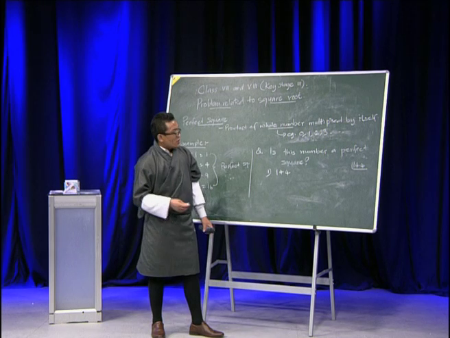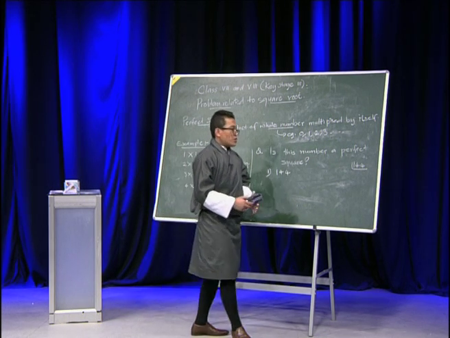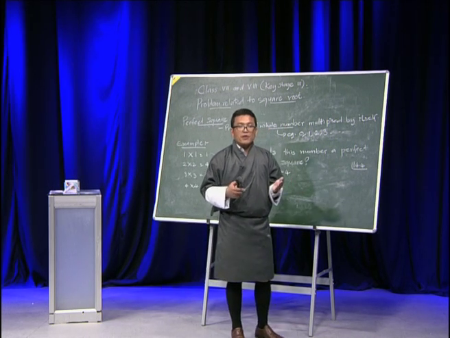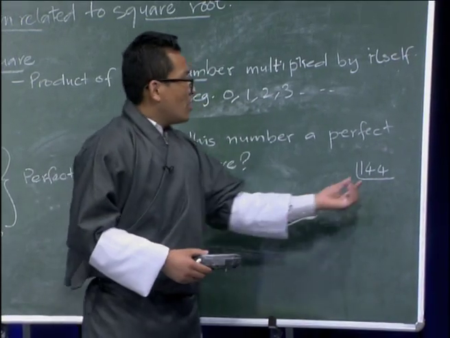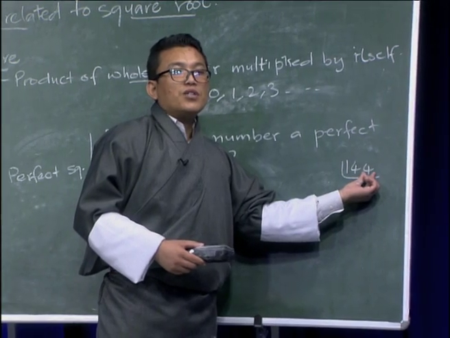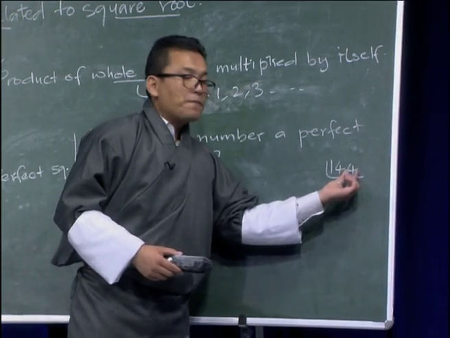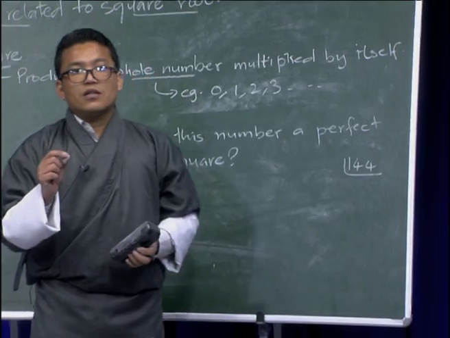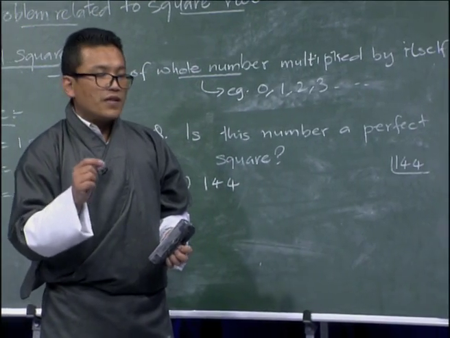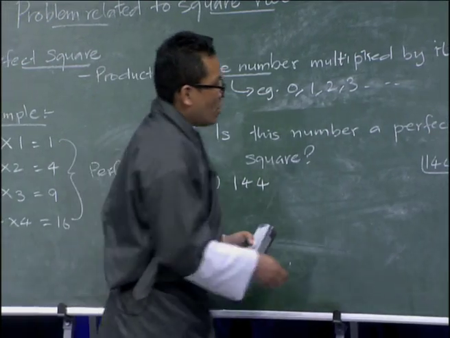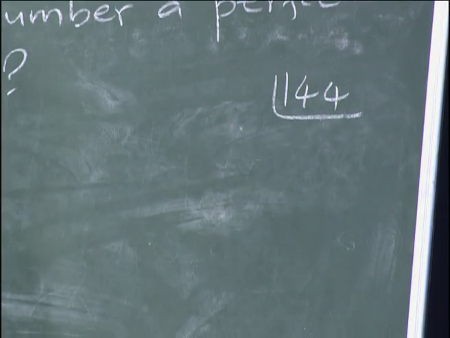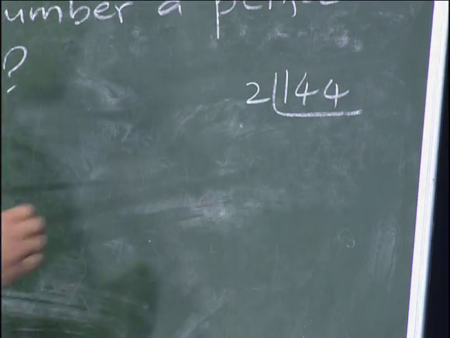Let's start with the smallest prime, which is 2. To see whether this number is divisible by 2 or not, we have to look at the digit in the ones place. If that digit is 0 or an even number, we can say that the number is perfectly divisible by 2. Since we have 4 here, I can take 2 to divide this number.